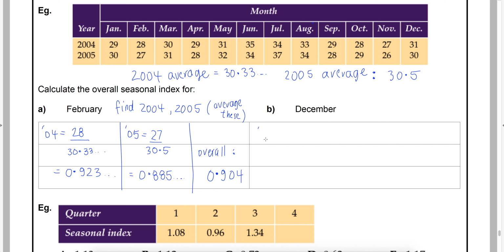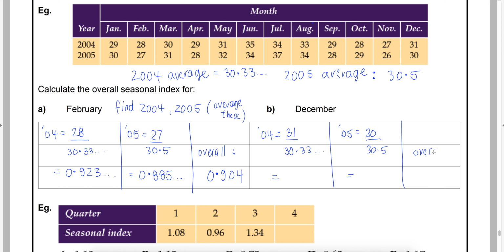I'll do the same thing now with December, just quickly. So December down here, 31 divided by the average for 2004, which was the 30.33 dot, dot, dot. For 05, 30 divided by 30.5. And then I'll do the overall after that.